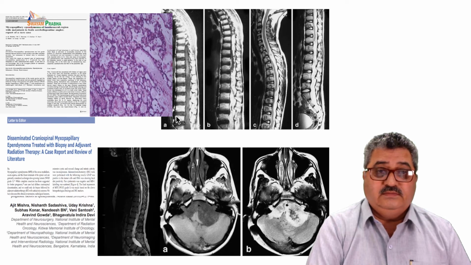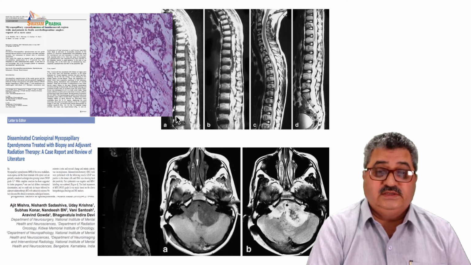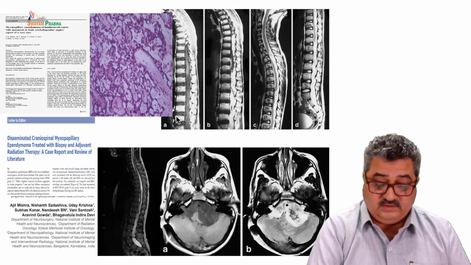Why they metastasize, why they recur, may be because complete surgical excision is not possible. But the reason for the metastasis in this group of tumors is not known completely.